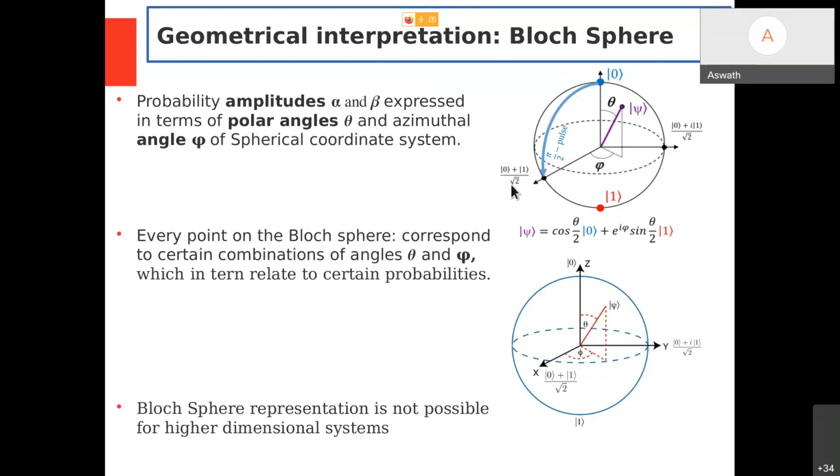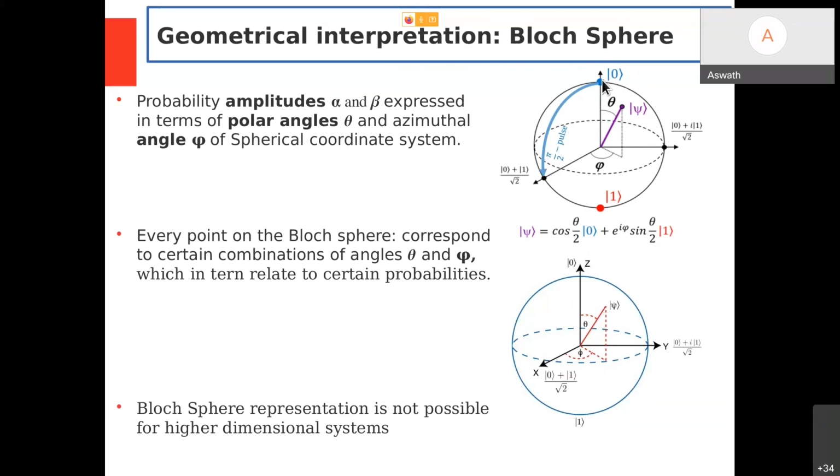So I can convert alpha and beta in terms of those angles. How do I do it? Alpha is cos theta by 2. Beta is e to the power i phi times sin theta by 2. Okay. So for example, if I take theta equal to 0, phi doesn't matter, because when theta equals 0, cos theta by 2 is 1 and sin theta by 2 is 0. So I'm talking about a point on the north pole. A quantum state, meaning the atom being in the ground state, I can represent as the north pole with a 0 ket, not the excited state.